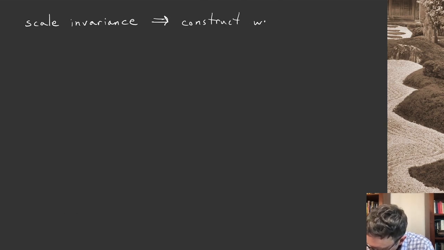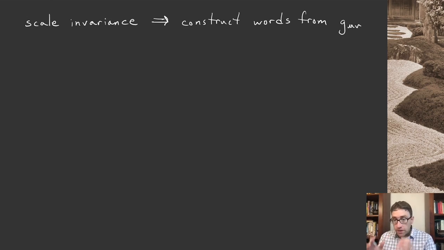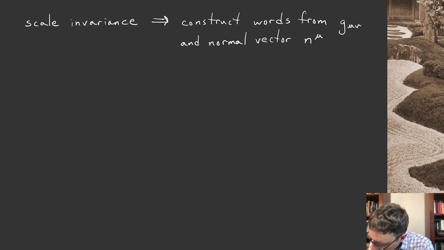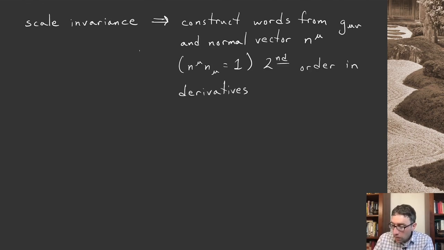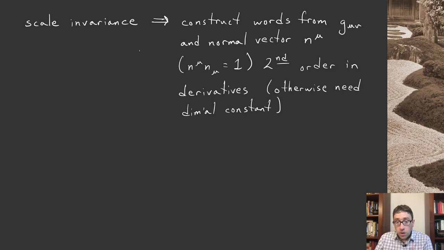So we're going to construct words from the metric, and now that this 2D system is a surface, we also have a normal vector, and we'll make sure it's unit normalized, so n squared is 1. We're going to construct words from the metric and this normal vector that are second order in derivatives, because otherwise we need some dimensional constant, which we don't have, because if we had it, then the theory wouldn't be scale invariant. Like if we had a mass, then that would set some scale, and the theory wouldn't be scale invariant. So we're forced to look for anomalous variations in things that are second order in derivatives.